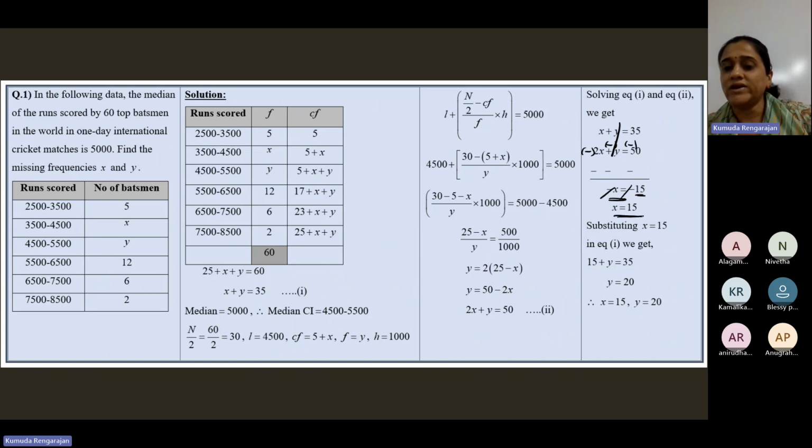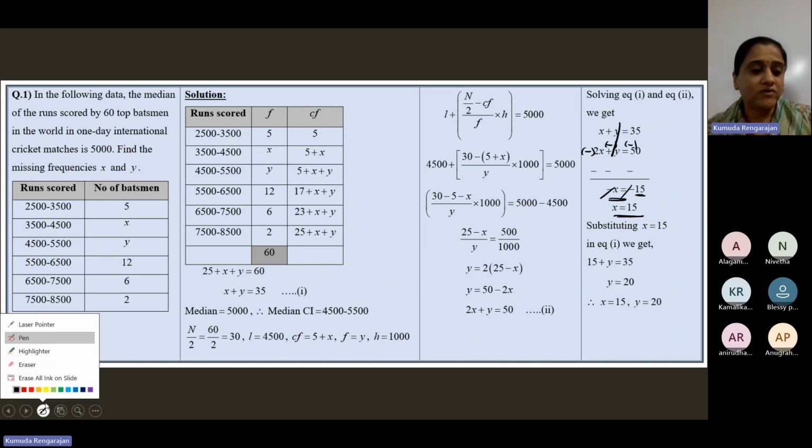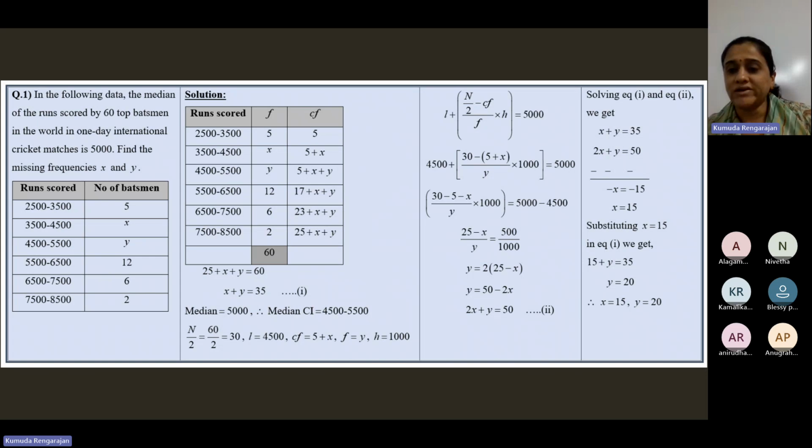And now we've got the value of x. Substitute the value of x in one of the two equations. Now x is 15, no? So put x as 15 here. So 15 plus y is equal to 35. So y is equal to 35 minus 15, which is 20.